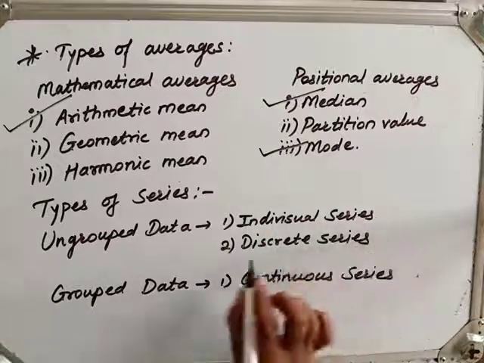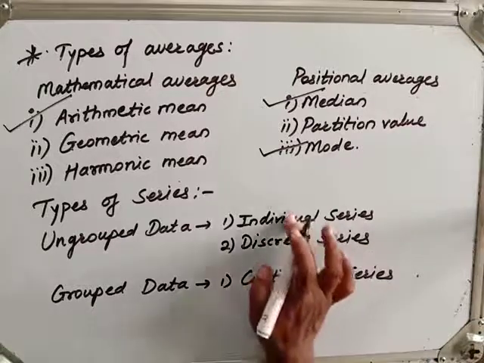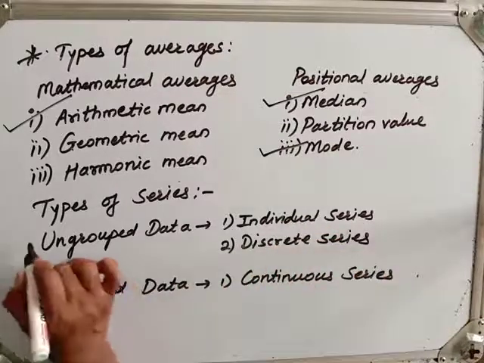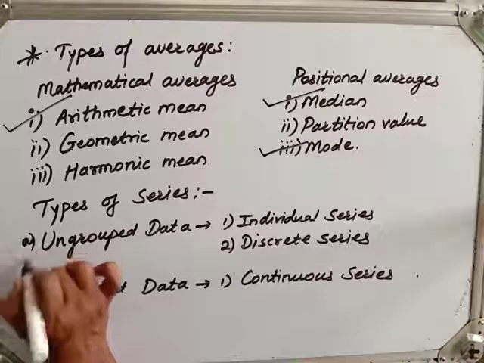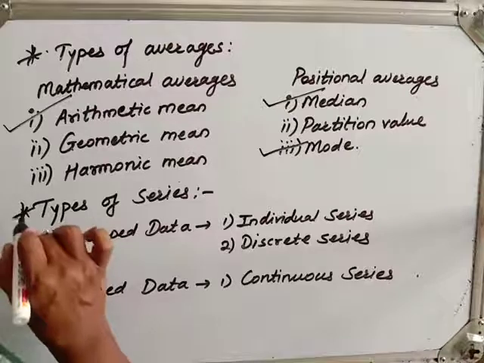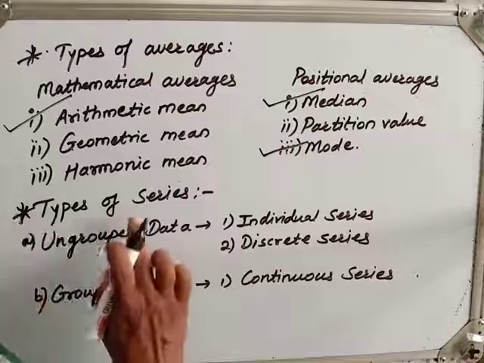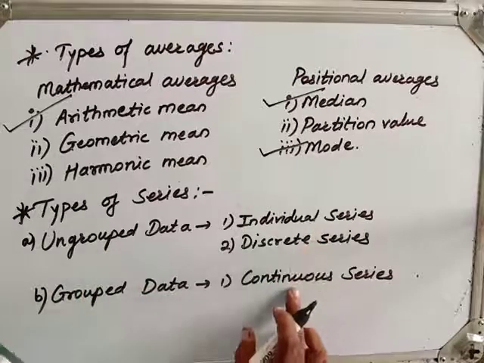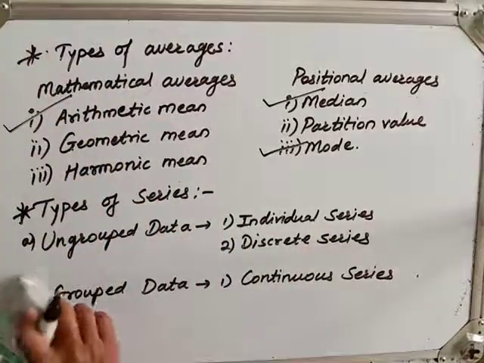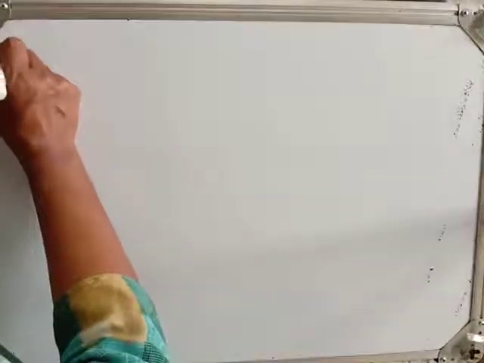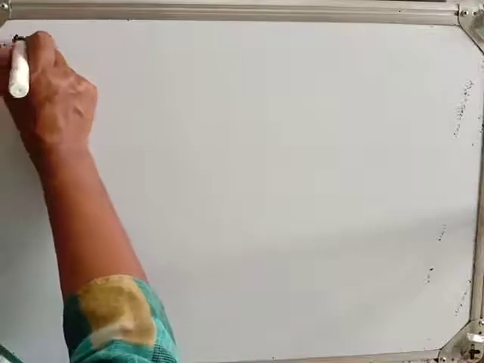Here individual frequency distribution and discrete frequency distribution. So now this is A suppose and B here, types of series in that one. Now let us see one example to understand this individual series, discrete series and continuous series. Let me write one example, and from the same example let me explain what are these three things.